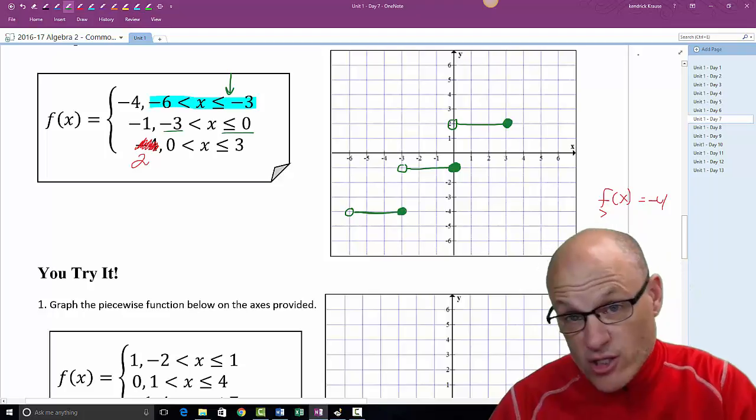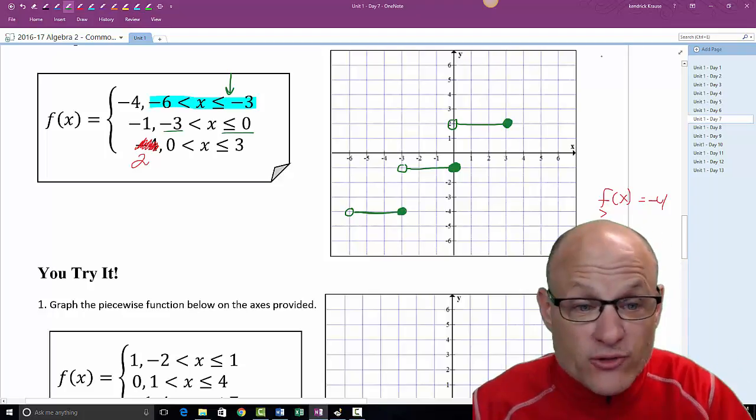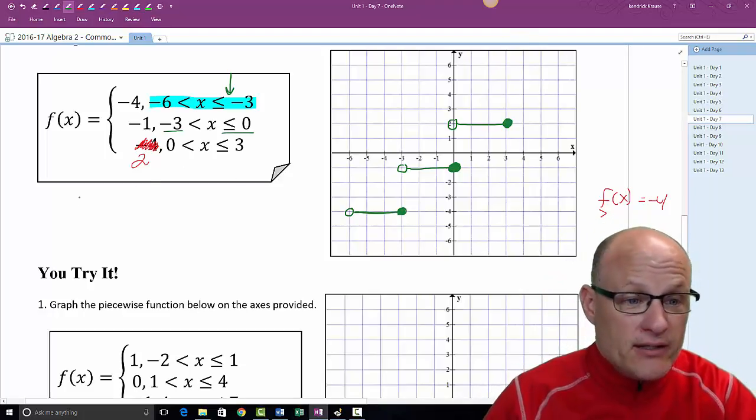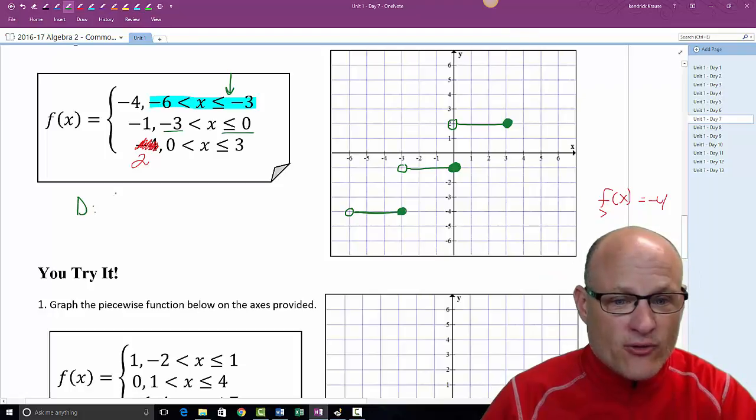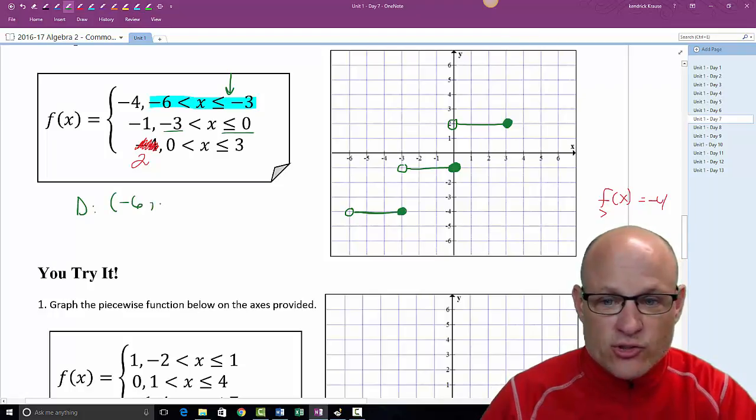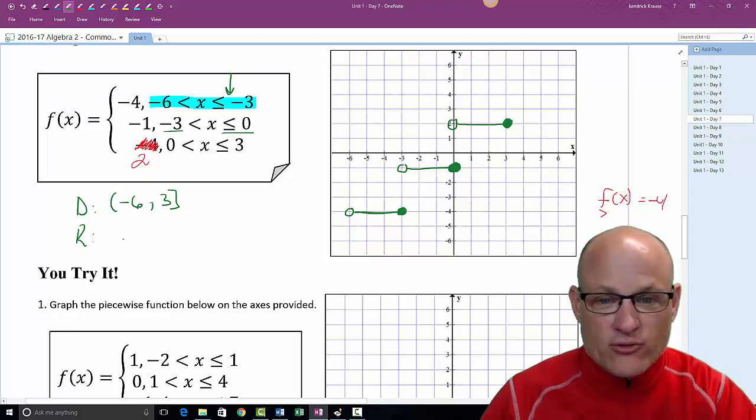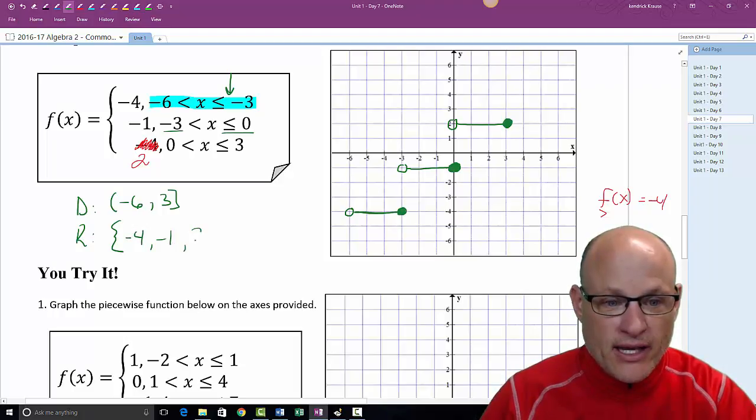Yes, it's a function. No, it's not a one-to-one function. The domain is from -6 to 3. And the range is a set of values. It's -4, -1, and 2.